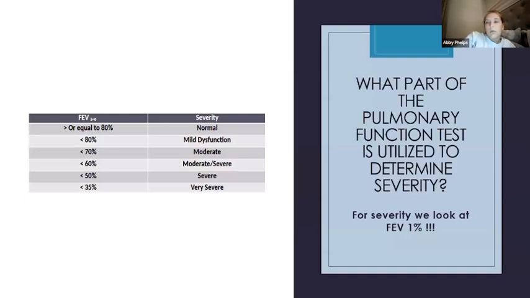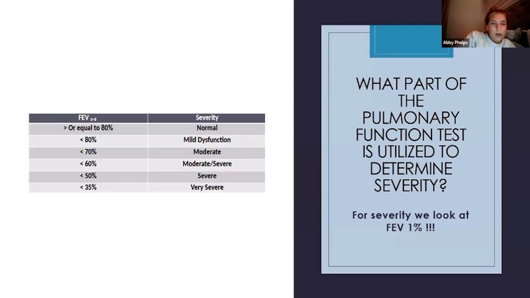So, what part of the pulmonary function test is utilized to determine severity? For severity, we look at FEV1, excuse me, FEV1%.